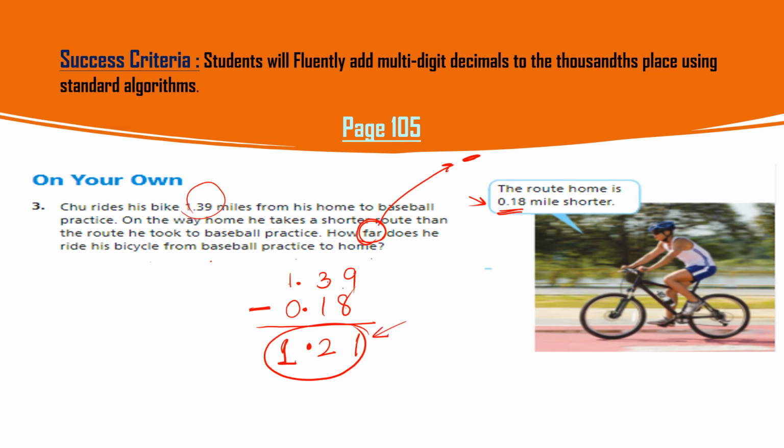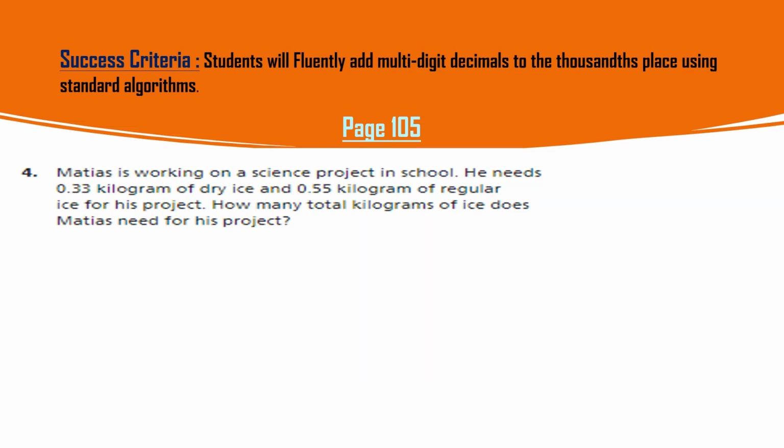So, how can I write in the answer? I will take the last line. Okay, he rides his bicycle from the baseball practice to home 1.21 miles. Okay, so you have to write, or you can write he rides 1.21 miles from the baseball practice to home. Understand? Okay, let's try next.